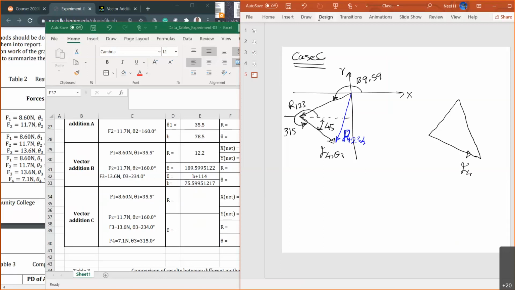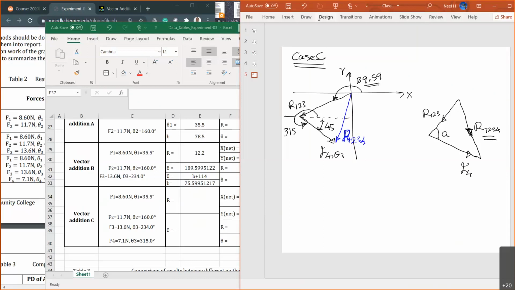This is F of 4. This is R of 1, 2, 3. Now this one is R of 1, 2, 3, 4. Now let's take a look. If I want to find this R of 1, 2, 3, 4, you remember we always need this angle A. So let's take a look how we're going to find that one.